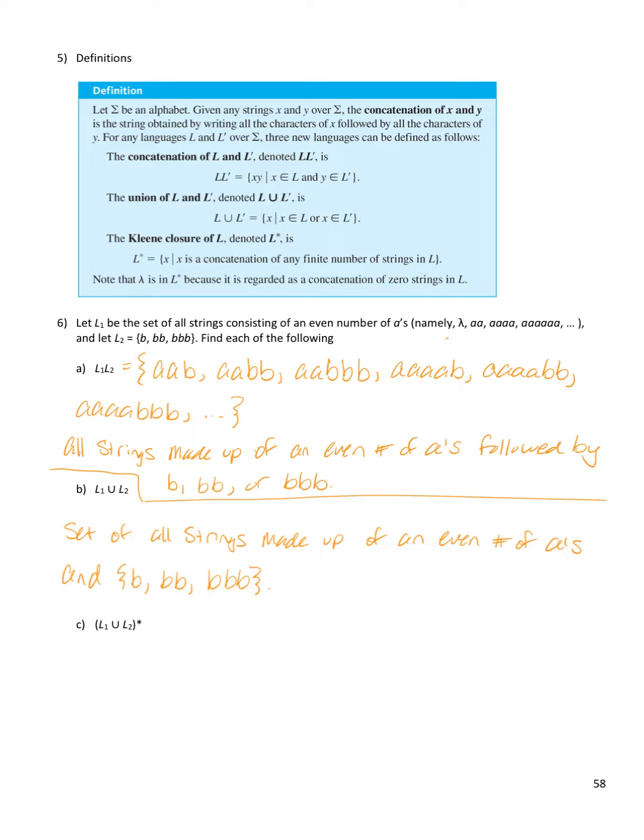So let's start listing some elements that are in the closure. So I can concatenate anything from L1 or L2. So I could do an element from L1 would be AA and concatenate that with another element from the union, which would be maybe AA, which is just 4 A's. Okay. Or let's choose another element from L1 like AA, and then we're going to concatenate that with BB.